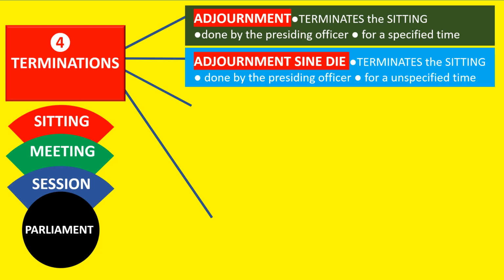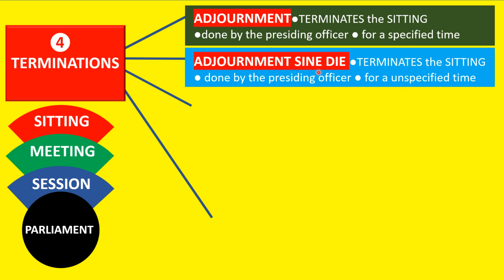Next is adjournment sine die. Here also it terminates a sitting and is done again by the presiding officers. But the difference between the adjournment and adjournment sine die is the unspecified time here in adjournment sine die, but specification of time in the adjournment. The similarities are that it is terminating the sitting and is done by the presiding officers. And the difference is that time is given in one and not given in the other.